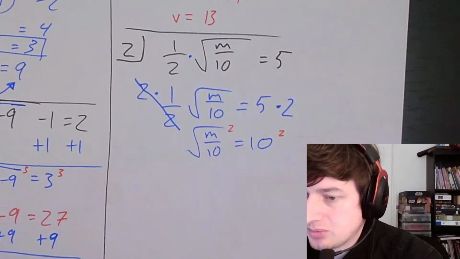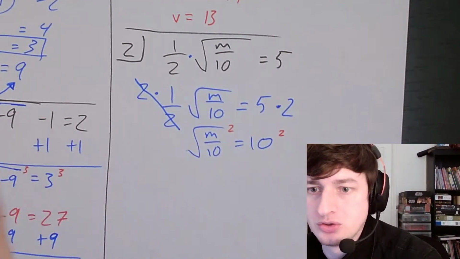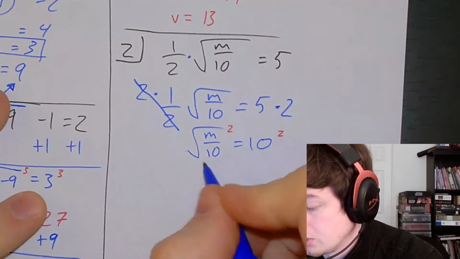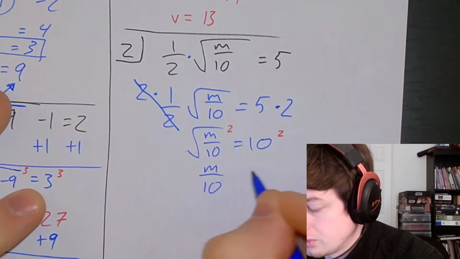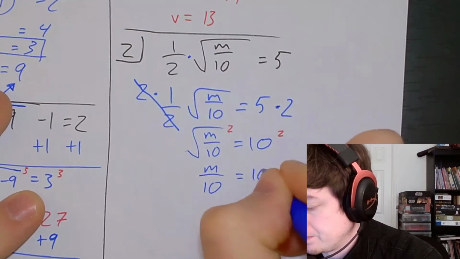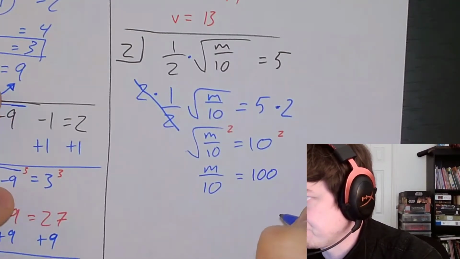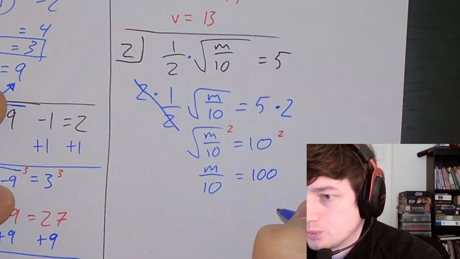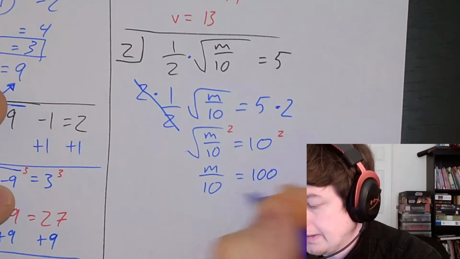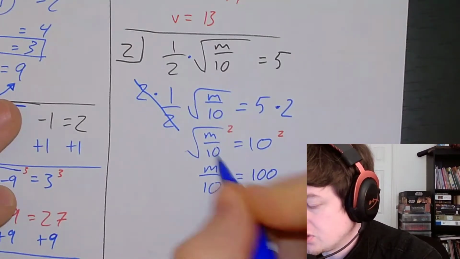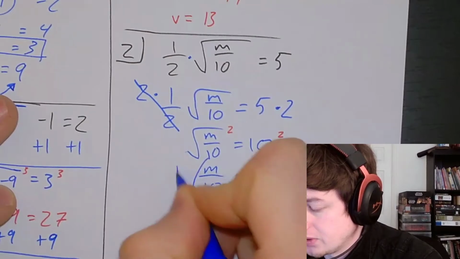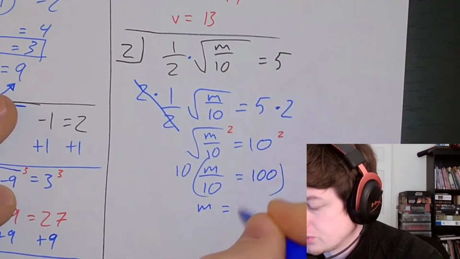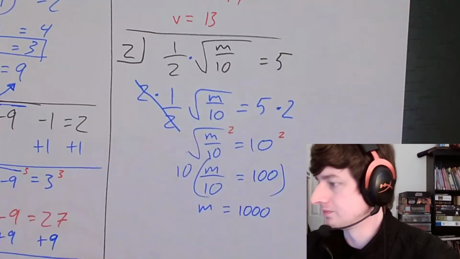You'll notice I'm not writing PEMDAS out. You can, please do, right? It's just I don't need to do it every time. Once we're to this divide by 10, then I multiply everything by 10 and I get m equals 1,000.